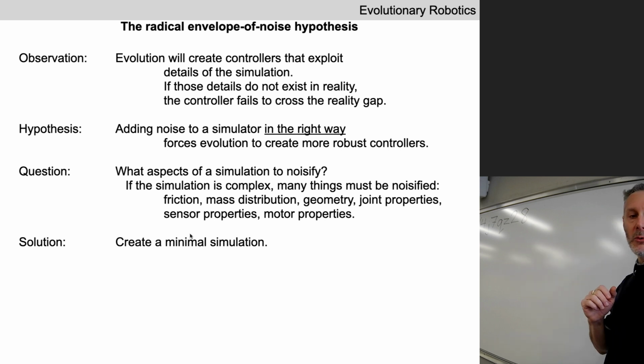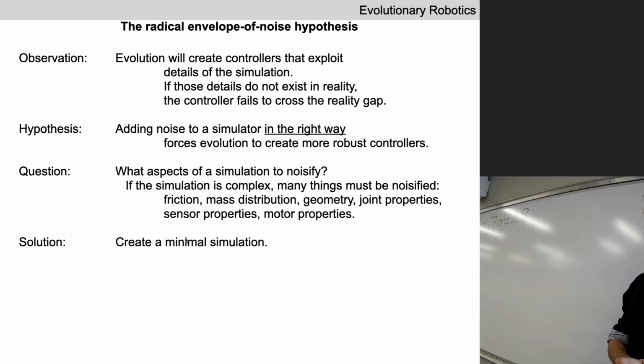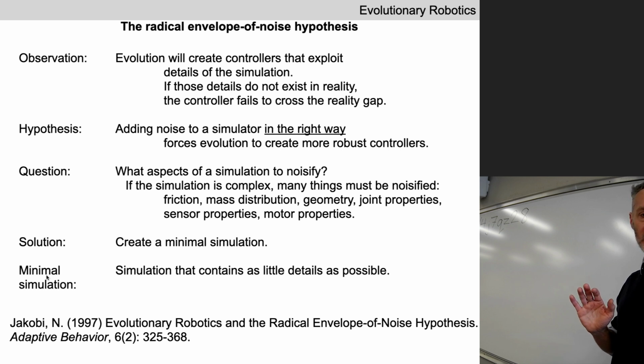So you'll remember we spent a bit of time talking about minimal cognition. There's a sister set of experiments which we're going to talk about today, which are the minimal simulation experiments. This is also known as the radical envelope of noise hypothesis. We're going to take a very simple simulator, so there aren't that many things, and we're going to noisify some of them and leave some of them alone. Okay, so a minimal simulation contains as little physical detail as possible.